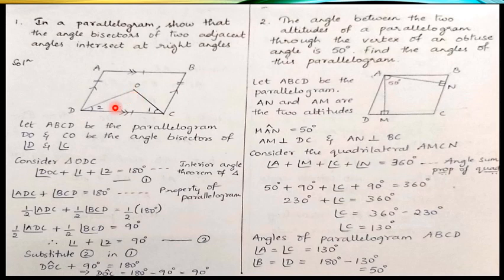Here I am considering angle D and angle C as the adjacent angles. You can consider any two adjacent angles because it is not specified. You can take DC or BC or AB, or angle A and angle D. Here I am considering D and C. So DO and OC are the angular bisectors of angle D and angle C respectively.